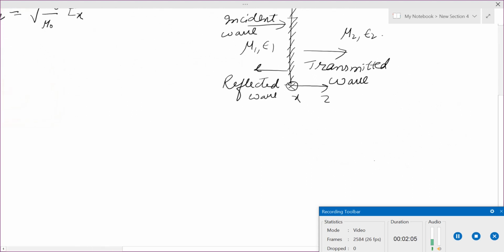So this is the z-axis. This is the y-axis. Z will be the direction of propagation. Y is the direction of the magnetic field component, and the electric field I have drawn here like a cross. It actually means it goes into the page, into the screen, perpendicular to both y and z.